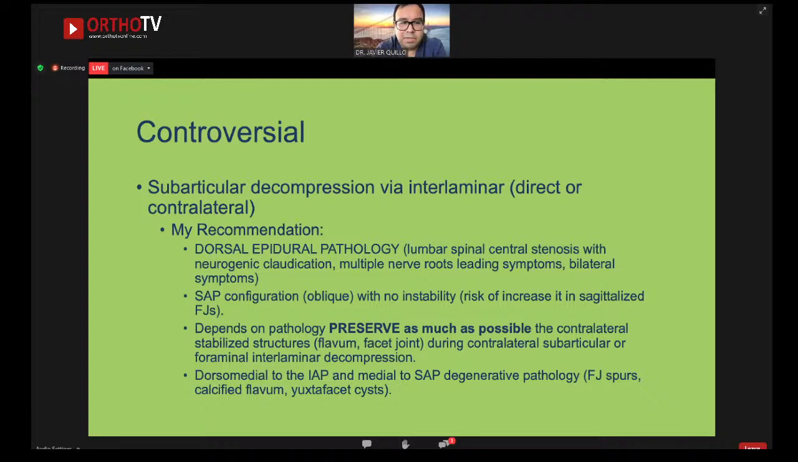If we have a transforaminal approach, why do we need to do interlaminar endoscopy? Because not everything is for all. For example, my recommendation: dorsal epidural pathology, for example, lumbar spinal central stenosis with neurogenic claudication, multiple nerve roots leading to symptoms or bilateral symptoms, it's better to approach it by interlaminar techniques. So for example, if we have a slip oblique with risk of instability, maybe we can approach by interlaminar and not by transforaminal. It depends on the pathology, but the goal is to preserve as much as possible the contralateral stabilizing structures. So if you have a dorsal pathology, it's preferred to approach by interlaminar endoscopy.